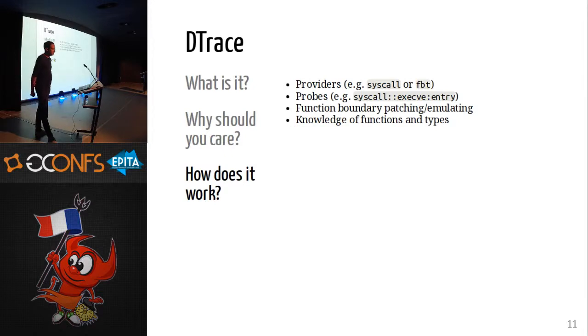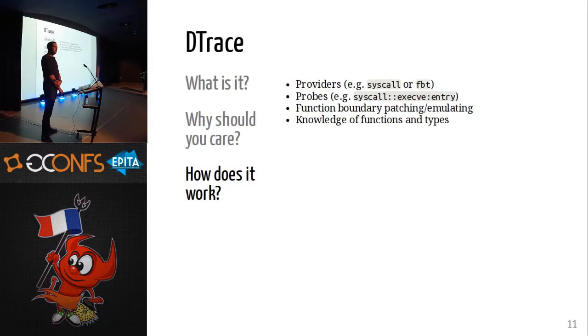So how does DTrace actually work? There are a number of providers. For example, the syscall provider that I showed earlier. There's the IO provider, the sysinfo, but also FBT, the function boundary tracing provider. Of these, FBT will be the first targeted provider in OpenBSD. Providers provide probes. We saw the syscall entry probe earlier using the wildcard, and here, for example, the syscall::execve:entry probe is just for inspecting the execve syscall.